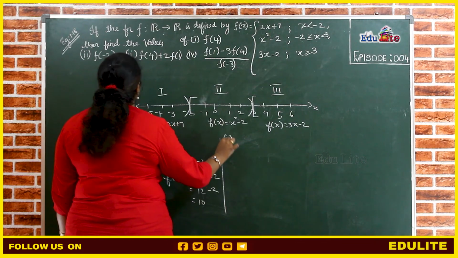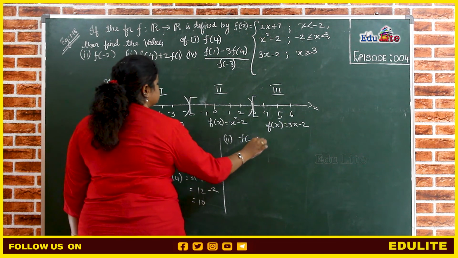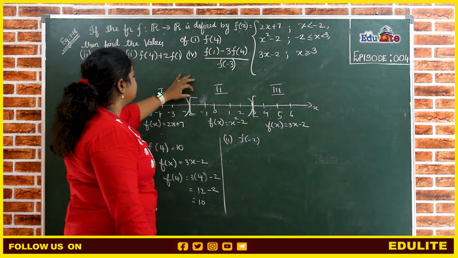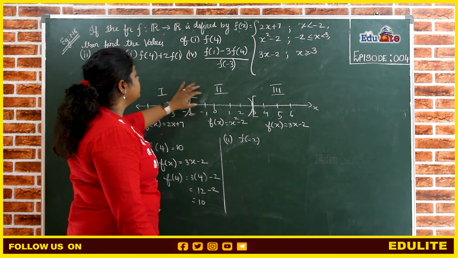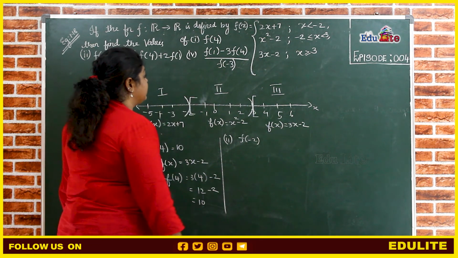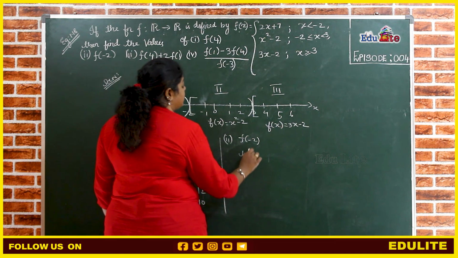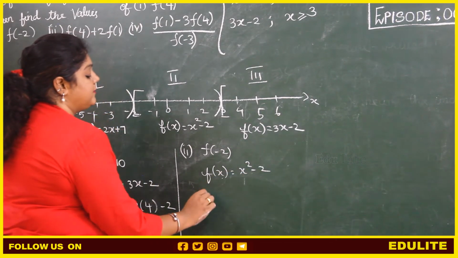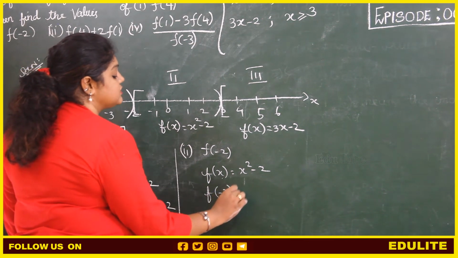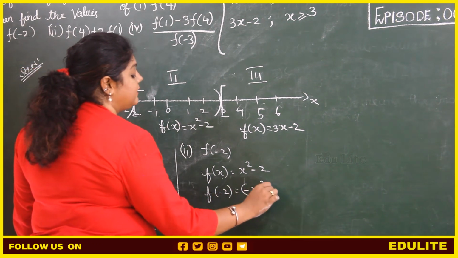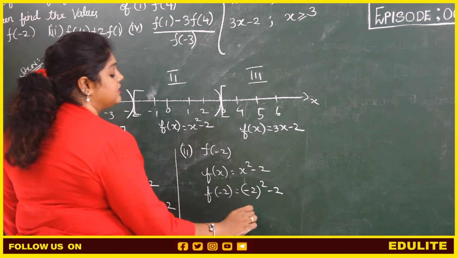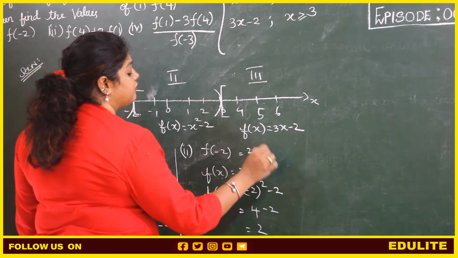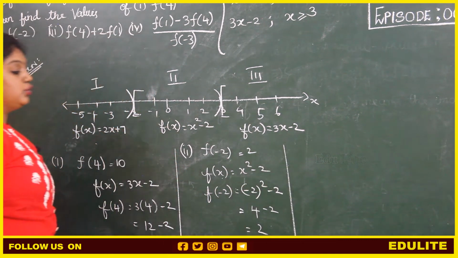In the second subdivision, we have to find f of minus 2. Minus 2 falls in the second interval, where f of x value is x squared minus 2. Therefore, in place of x, we substitute minus 2. Minus 2 squared minus 2. Minus 2 into minus 2 gives plus 4, minus 2. 4 minus 2 is 2. F of minus 2 value is 2.